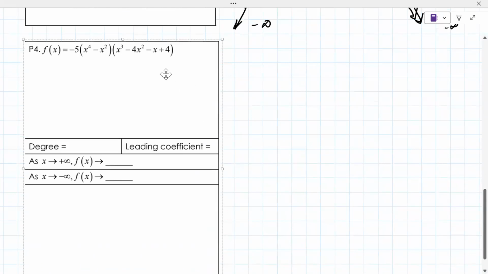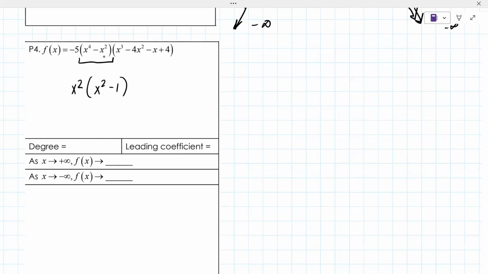Okay. So these are a little bit new. The first one is a GCF. The GCF is x squared. And then you get x squared minus 1. What kind of factoring is that? X squared minus 1 would be a difference of squares. Right, so it'd be x squared and then x plus 1, x minus 1.